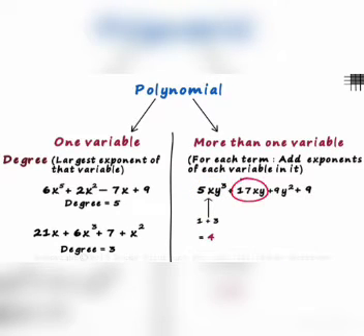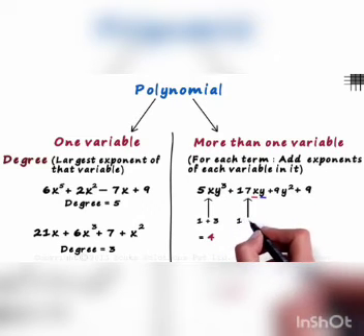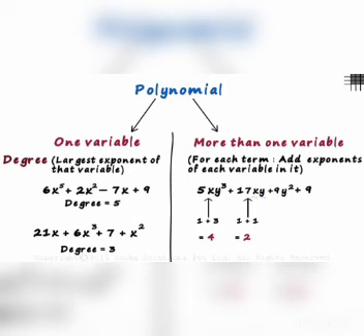Now we come to the second term. There are two variables, x and y, and each of them have an exponent equal to 1. Adding the exponents, we consider the exponent of this term to be 1 plus 1, which equals 2. In the third term, we have just one variable. Its exponent will just be 2. And as we have no variables in the last term, its exponent will be 0.